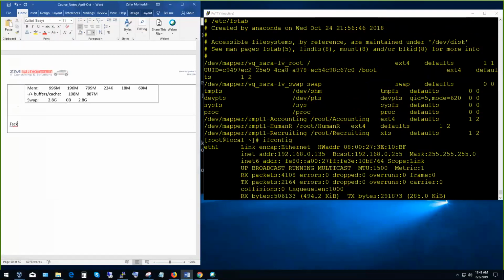So we have this called FSCK. What is it? It stands for File System Check. Okay, so what does FSCK do? It checks the file system if it encounters errors and booting issues.